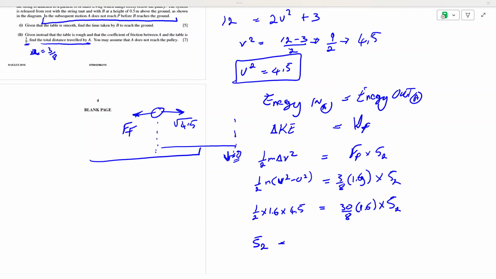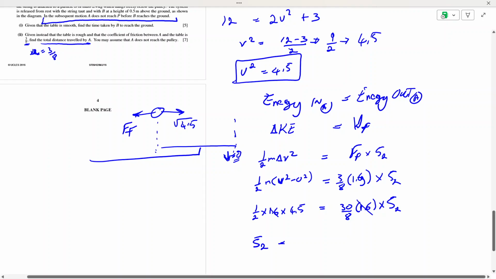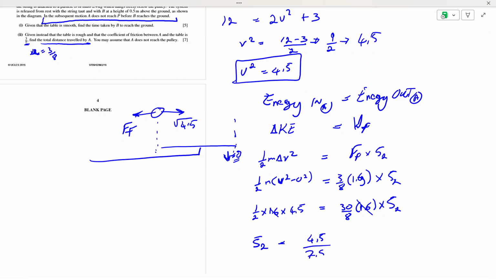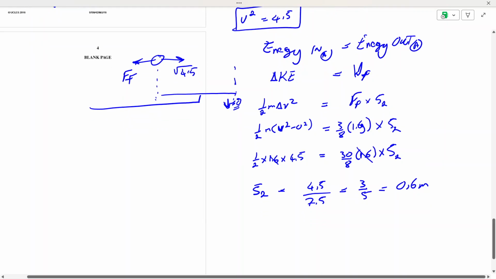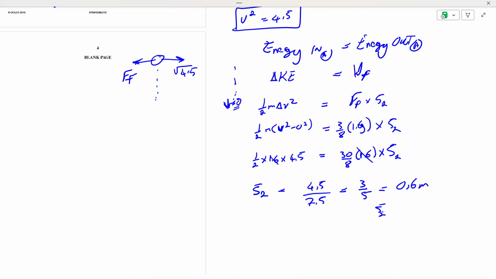if you plug that in the calculator, you're going to get 4.5. You can cancel out this 2 and then multiply by 2 to the other side. You're going to get 4.5 over 7.5, which is going to give you 3/5 or 0.6 meters. So this is the distance traveled after particle B has reached the ground. So S2, after B reaches the floor.